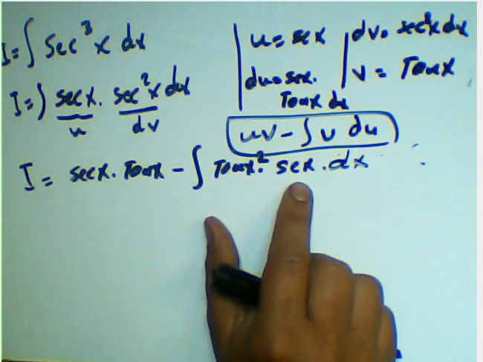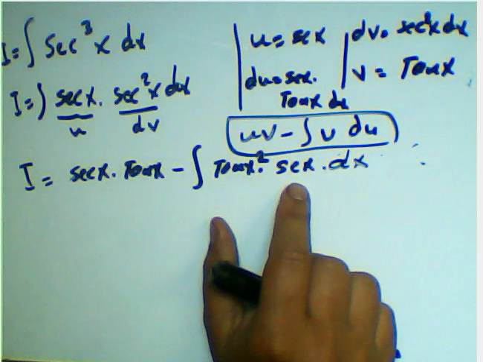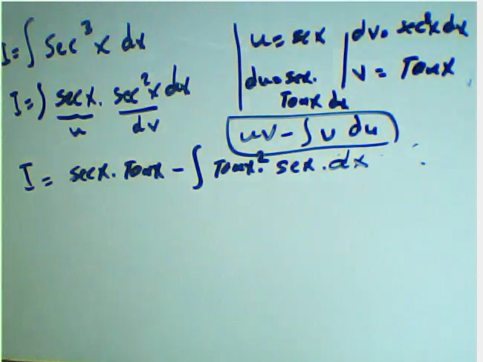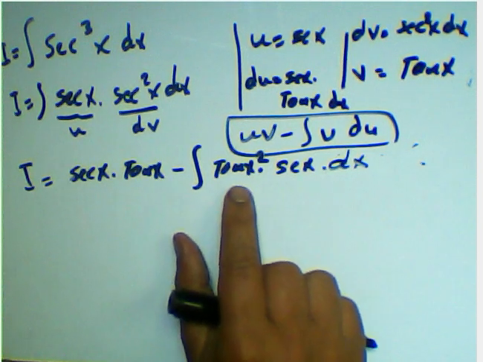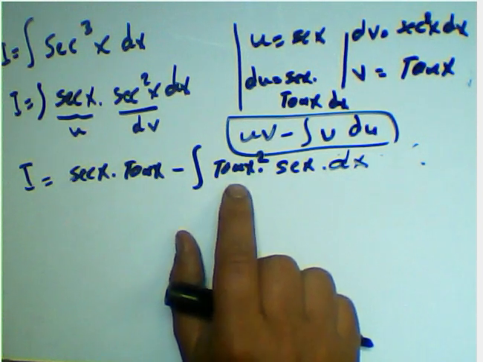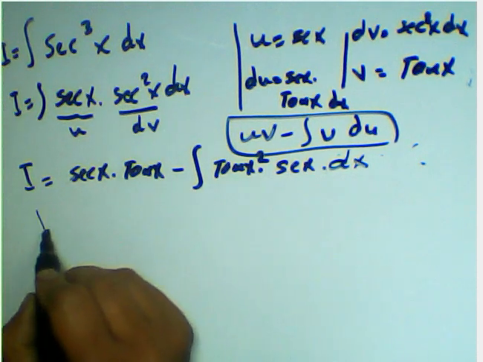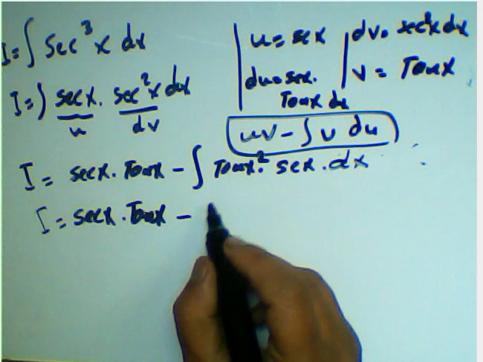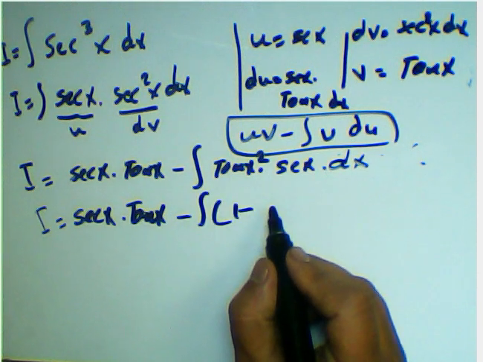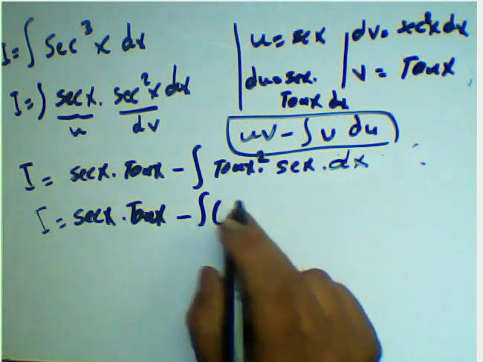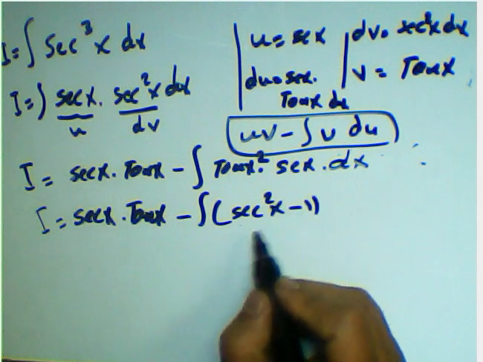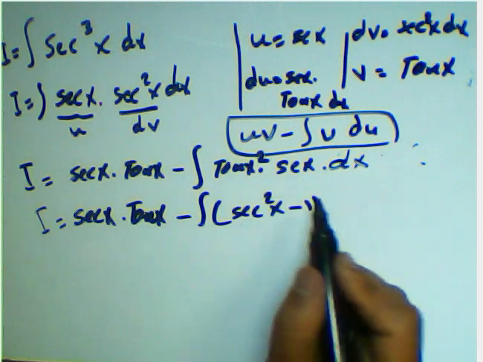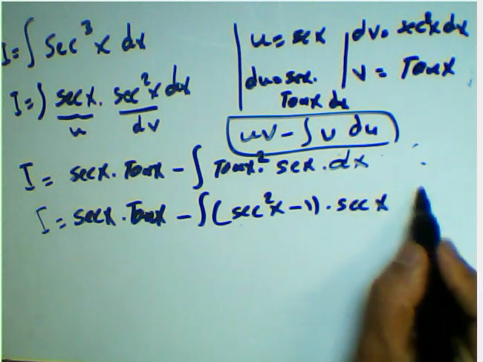We have here function sec. The derivative of sec will be sec tan, and the derivative of tan will be sec^2. So in this example we can use the identity tan^2 x equals sec^2 x minus 1, and write it here: I equals sec x tan x subtract the integration of, write, sec^2 x minus 1, because sec^2 x equals 1 plus tan^2 x, then tan^2 x equals sec^2 x minus 1, multiplication by sec x dx.